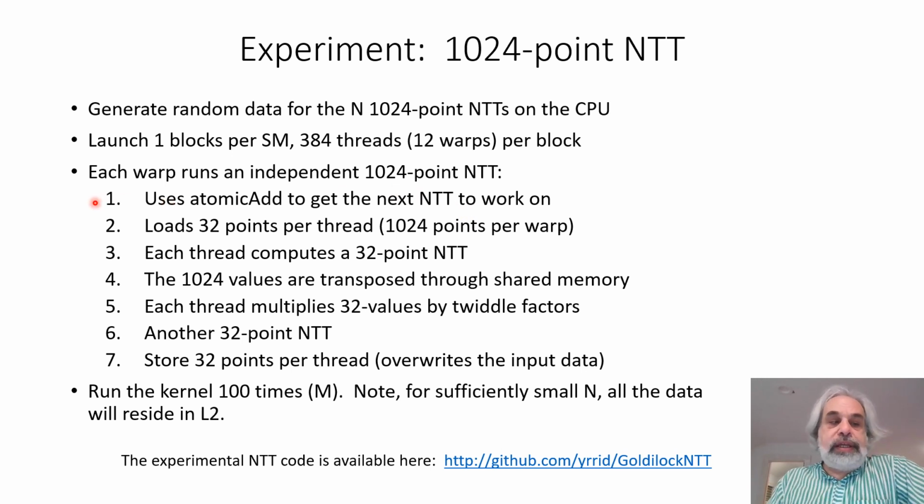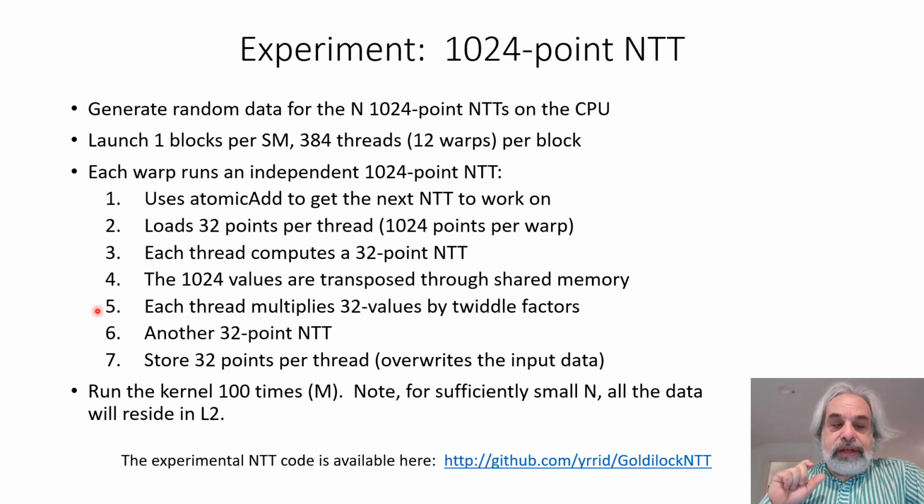Okay, and each warp is going to run the following procedure. It does an atomic add to basically keep a counter of which entity it should work on. It loads the 32 points per thread. Each thread computes a 32-point NTT, just like we saw in the previous slide. The 1024 values that are stored within a warp are transposed through shared memory. That's how the data travels from one thread to another. And note, we want to transpose through shared memory and not with shuffle instructions. You get higher throughput through shared memory.